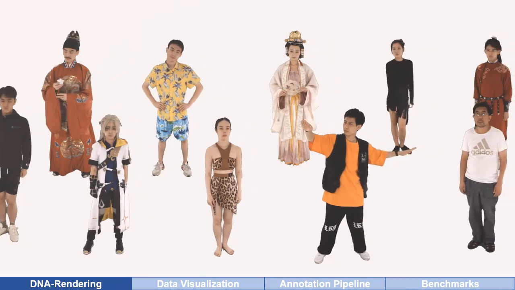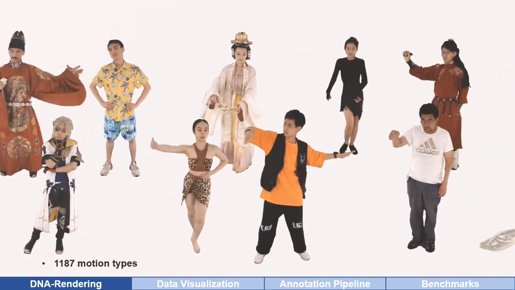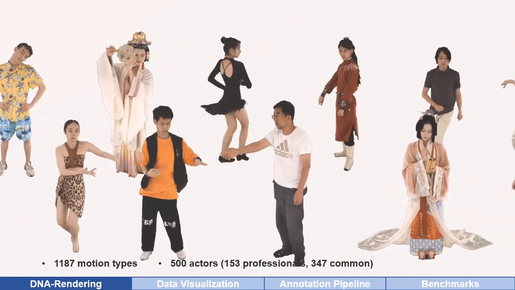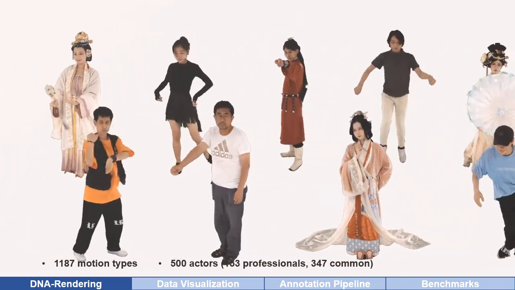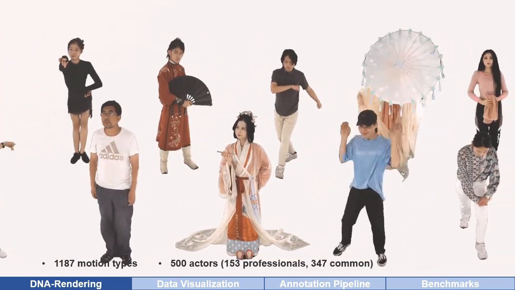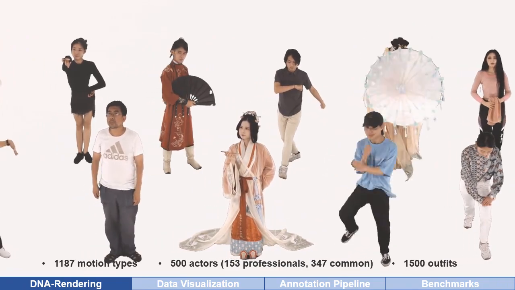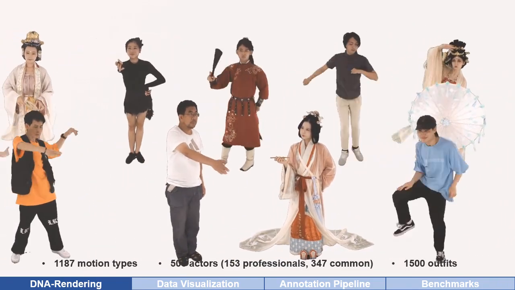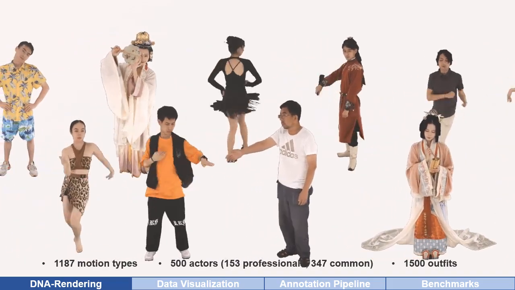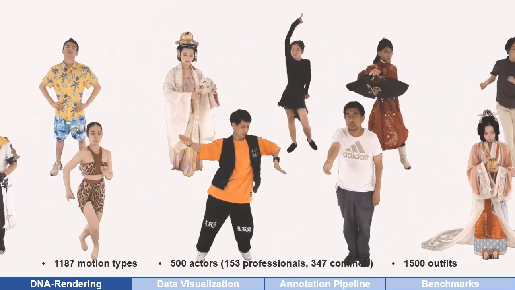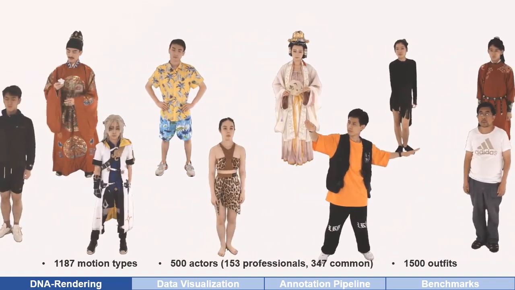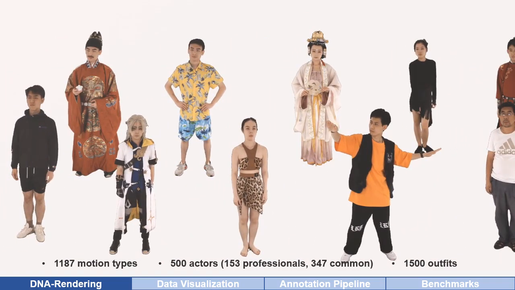To ensure data diversity, over 1,187 motions are designed for this dataset and are performed by 500 actors, including 153 professional actors and 347 normal actors. There are 1,500 sets of outfits from our clothing library with 527 daily clothing items and extra 153 special clothing sets. These widely distributed dimensions guarantee the diversity of our dataset in various aspects.